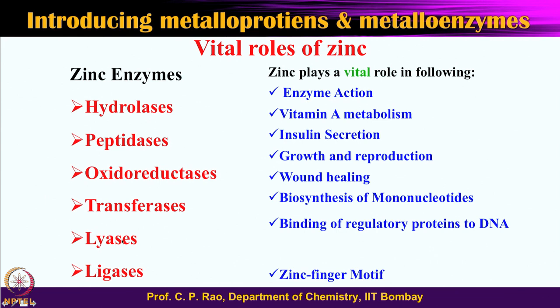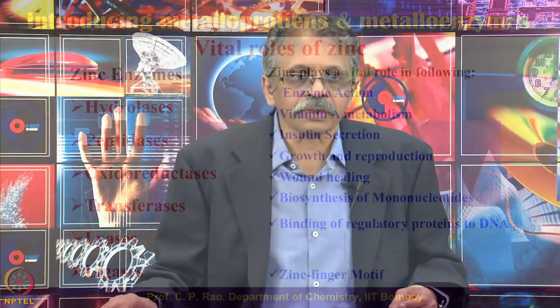Then you can see lyase, where you can add water to carbon dioxide too. Then you have oxidoreductases, where you can take the substrate from oxidized to reduced and reduced to oxidized. Wait a minute here. I said in the beginning that zinc is not involved in any redox. From 2 plus, it does not go to 1 plus, it does not go to 3 plus.